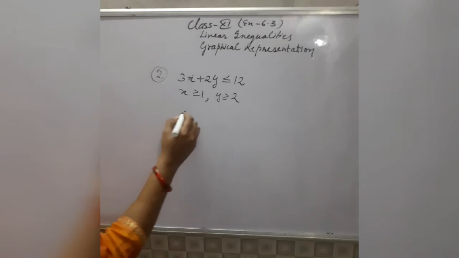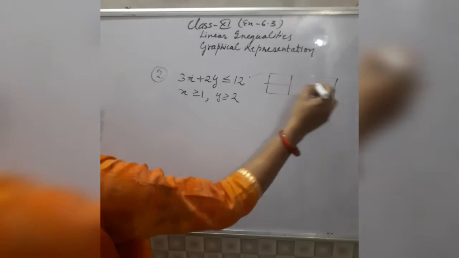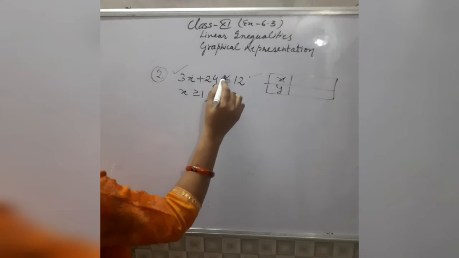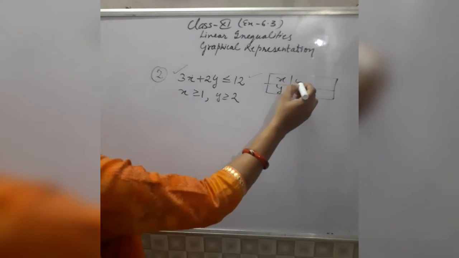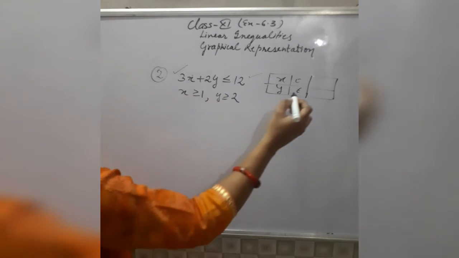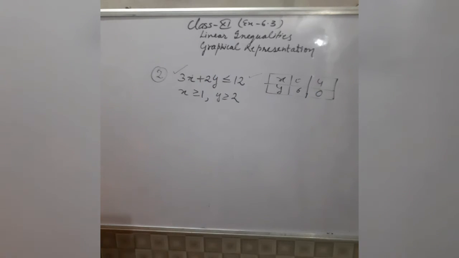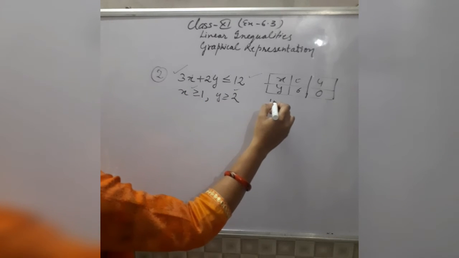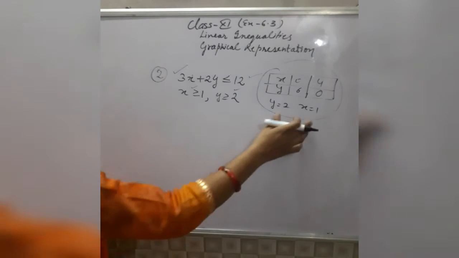Here also you can take the equal to sign. Firstly you will make a table, means you will find out 2 points. If in this linear inequality you take the equal to sign, then if you put x equal to 0, what will be the value of y? It will be 6. Similarly, if you take y equal to 0, then the value of x will be 12 by 3, that is 4. These are the 2 points which satisfy this linear equation if you take the equal to sign here. Similarly, these two linear inequalities, after taking the equal to sign, can be written as y equal to 2 or x equal to 1. Now we will plot these firstly on the graph.